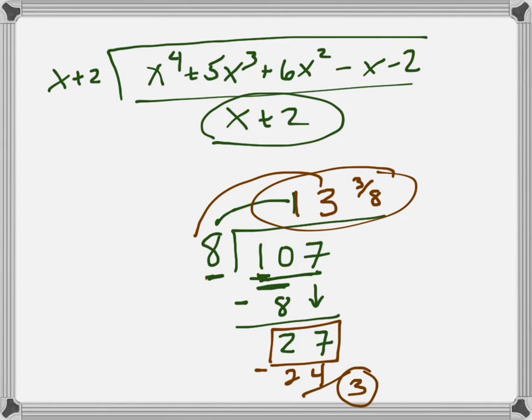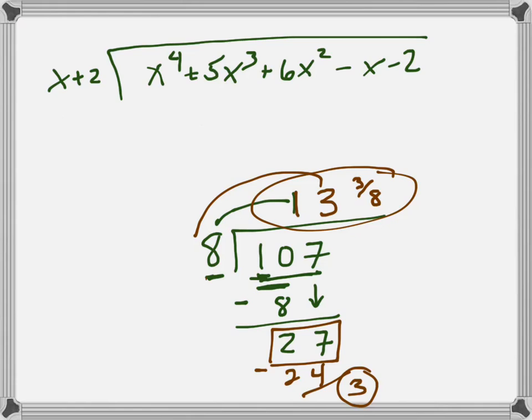Alright, so that's the same thing that I'm going to do with this problem right here. Up here I'm going to do that exact same process, but now it's with polynomials instead of with numbers. So how many times does x go into x to the 4th? x to the 3rd times. Now what do I get when I multiply x to the 3rd by this thing? And I always use parentheses, so use parentheses. What do I get? x to the 4th plus 2x to the 3rd.